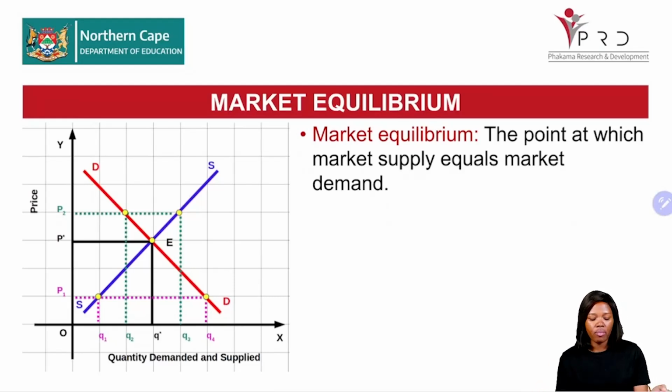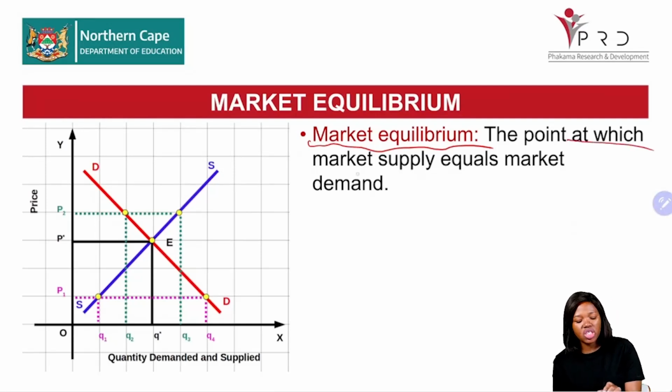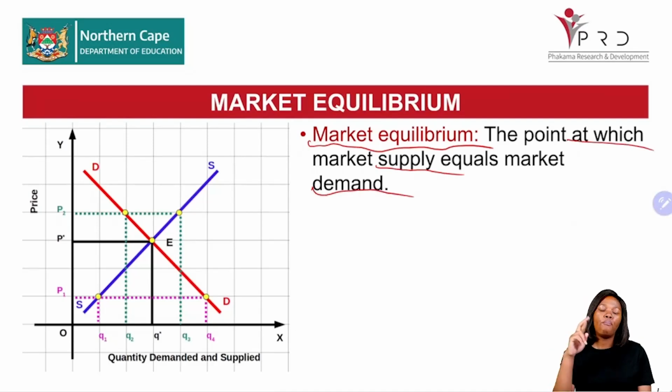Now, right here, what is a market equilibrium? The point at which the market supply equals market demand. Both these are correct, meaning the quantity supplied is equal to the quantity demanded. That is market equilibrium. And these are at the same price, a reasonable price, an equilibrium price. Now, how do we spot our market equilibrium?